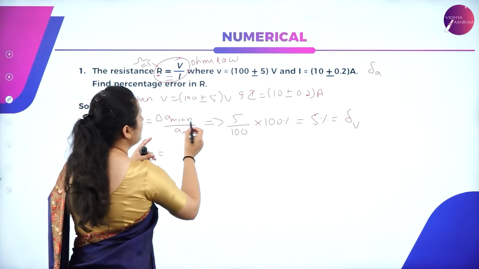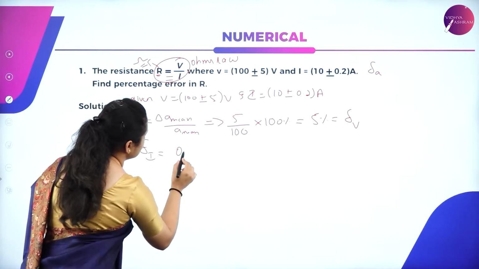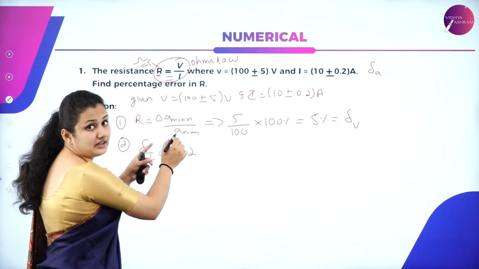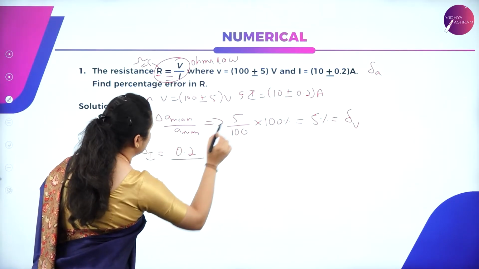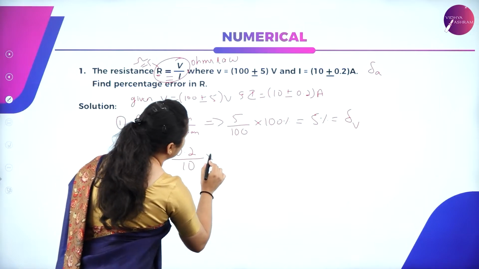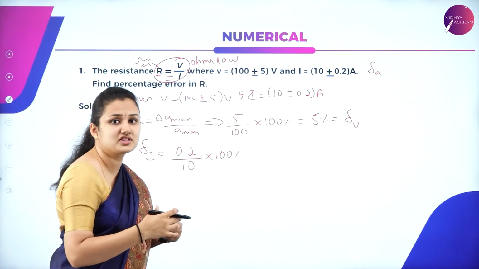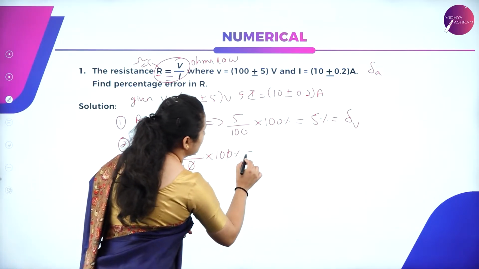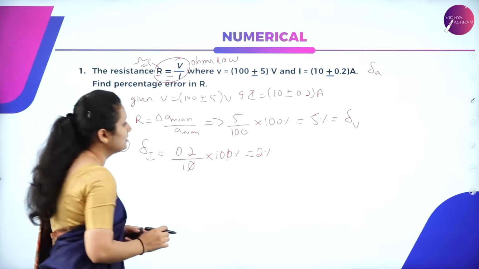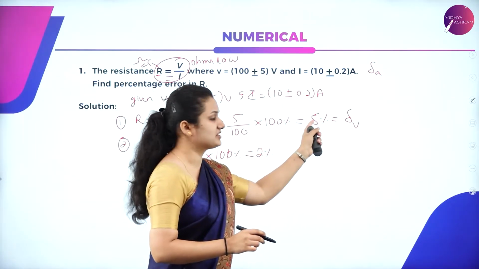That is equal to 0.2, the mean absolute error in the measured quantity, divided by 10, into 100%. Relative error multiplied by 100% will give you percentage error. So, what will you get? It is 2%. So, I have 2% for current and 5% for voltage.